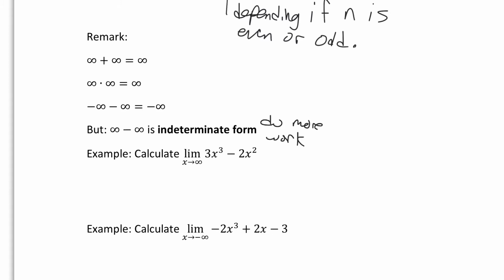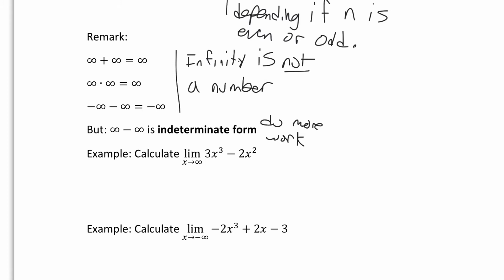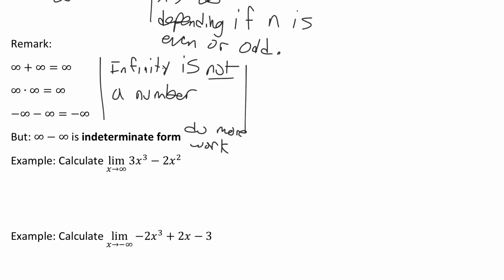And this is important because you might think that infinity minus infinity is just 0. But it's very important that you don't treat infinity like a number, because infinity is not a number. Now I'll show you what I mean by that. Let's say we treated infinity as if it was a number.